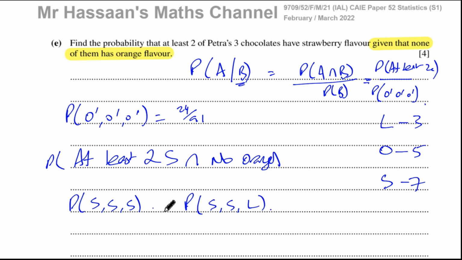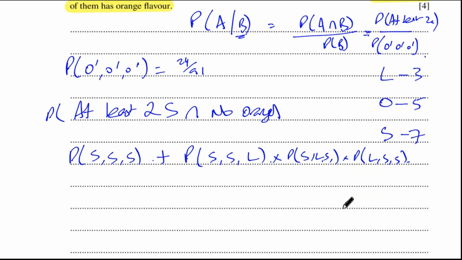Only the strawberries and lemons. So you can have either SSL, or you can have SLS, or you can have LSS. So you can have strawberry, strawberry, lemon, or strawberry, lemon, strawberry, or lemon, strawberry, strawberry. Those are the 3 different cases. It's going to be basically one of them multiplied by 3. So I'll just write it like that in the end.